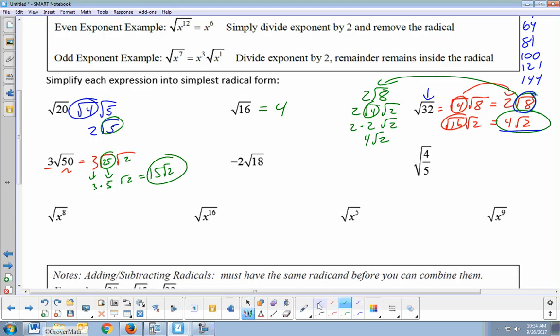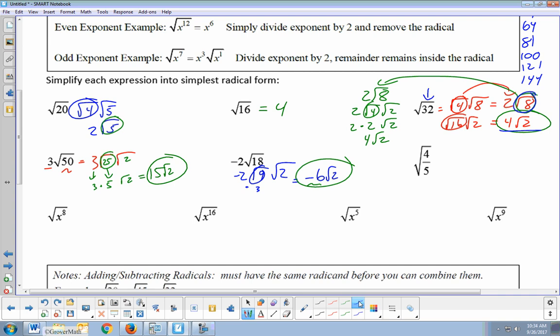All right, and here we have a negative 2 rad 18. The negative 2 stays out front. 18 can be divided by 9, which is a square, and 2. The square root of 9 is 3, times that negative 2 in the front is going to give me a negative 6 rad 2. So you can have a negative in front of a radical. You just can't have a negative inside of a radical. It's actually called imaginary, which is something you'll learn about in Algebra 2. But for now, you can only have negative numbers on the outside, or coefficients of radicals, but not on the inside.